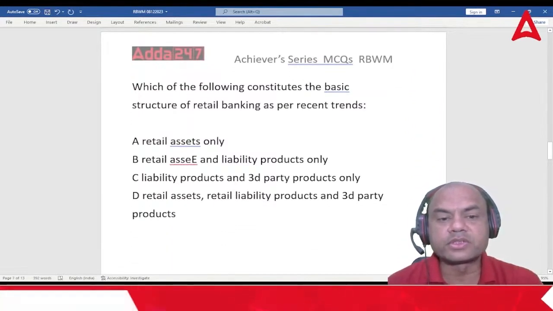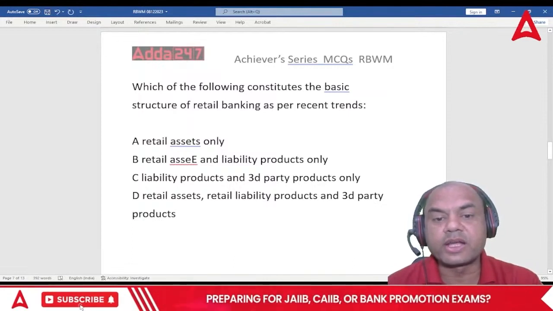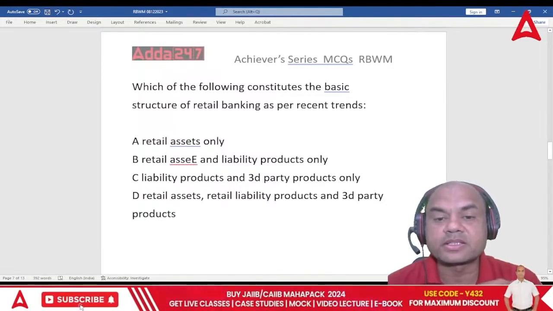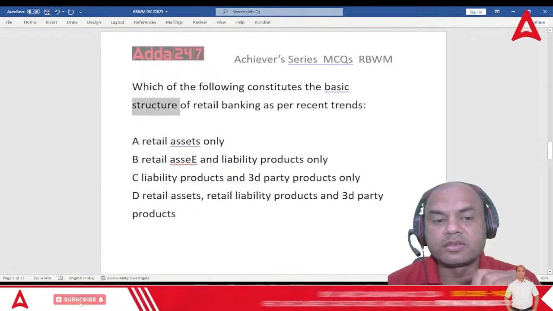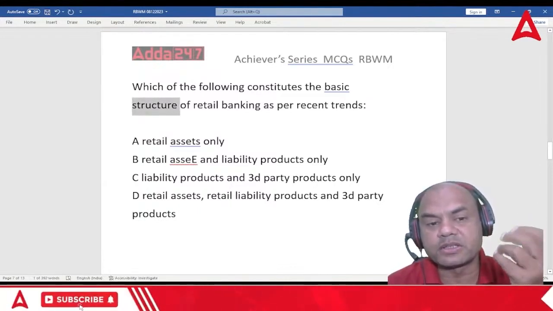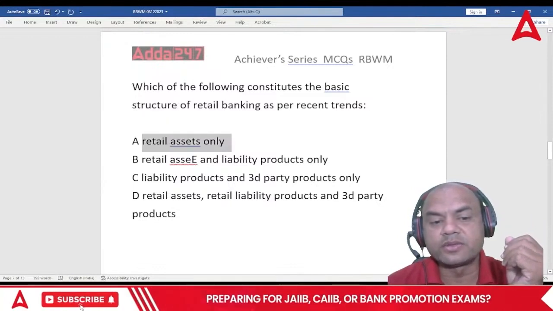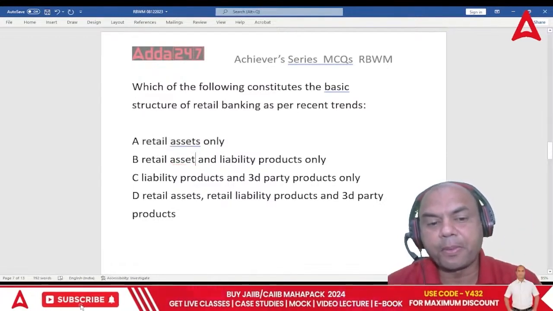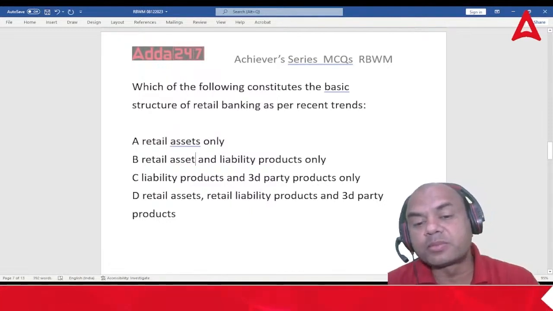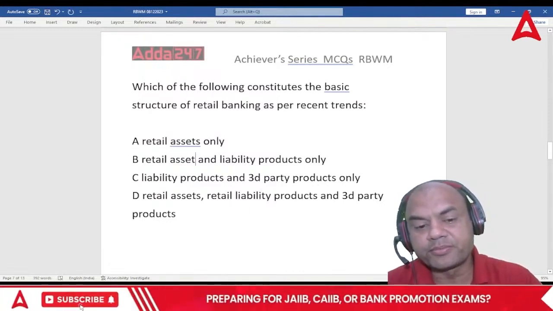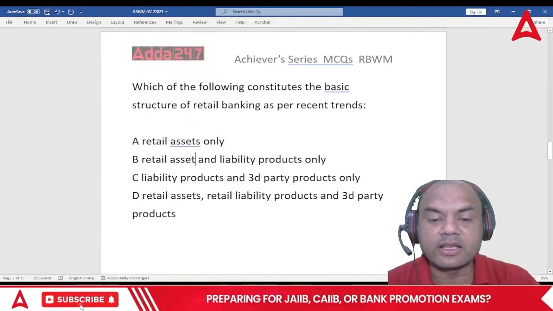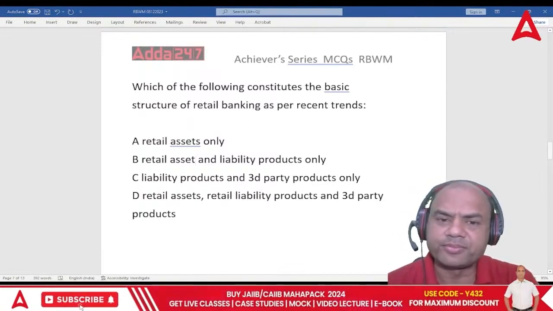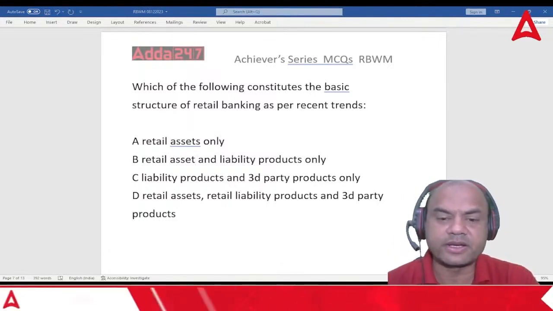Which of the following constitutes the basic structure of retail banking as per the recent trends? Structure means what do we sell? Which one do we sell now? Do we sell retail assets only? Do we sell retail asset and liabilities? Do we sell liability and third party products only? Or do we sell retail asset, retail liability and third party products? This is quite simple one. You should be able to answer this, right?